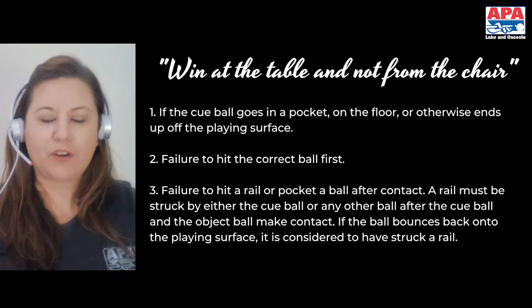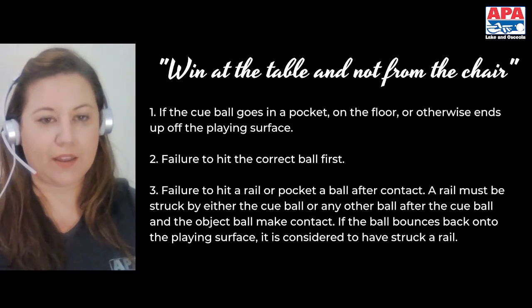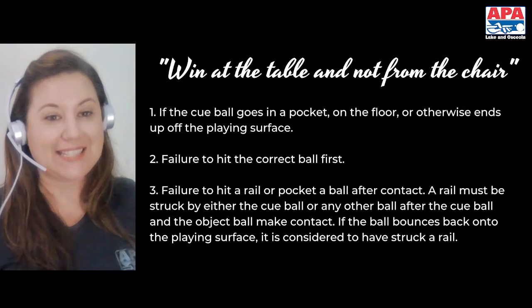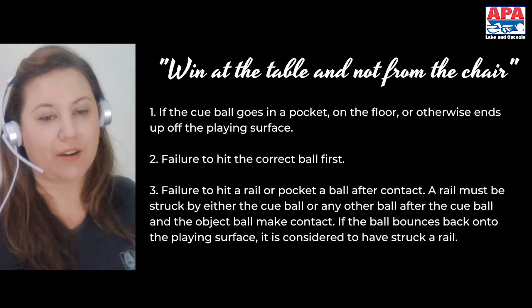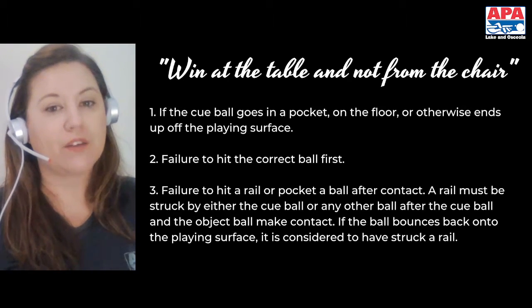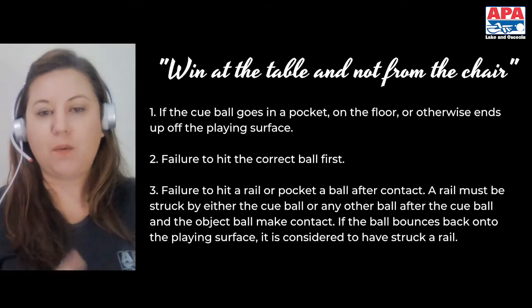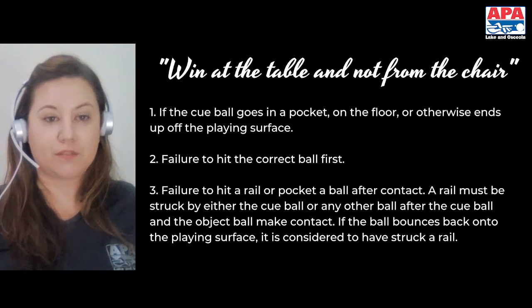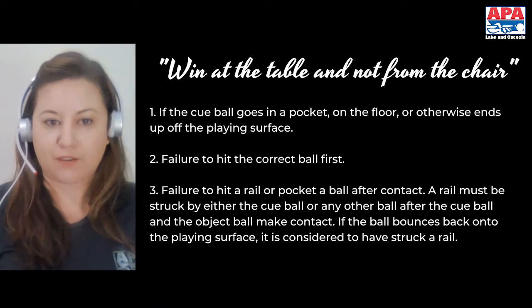Last time we went over etiquette. This time we're going to go over the ball in hand fouls. There are 11 ball in hand fouls. If it's not on the list that I'm about to read out, it is not a ball in hand foul. If the cue ball goes into a pocket, on the floor, or otherwise ends up off of the playing surface, that's a ball in hand foul.